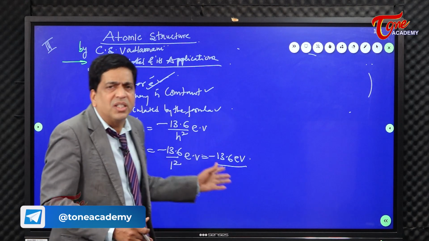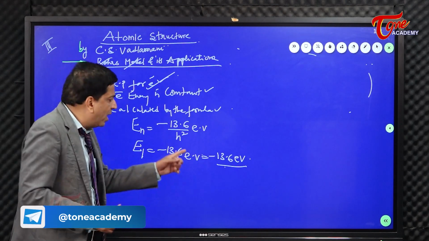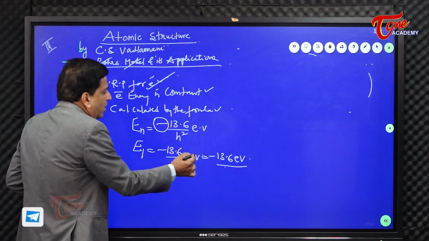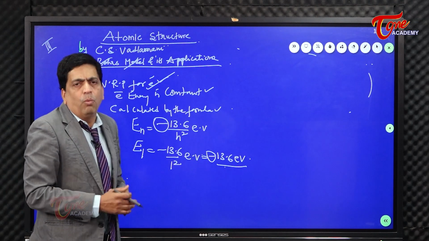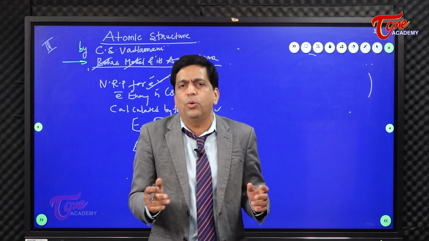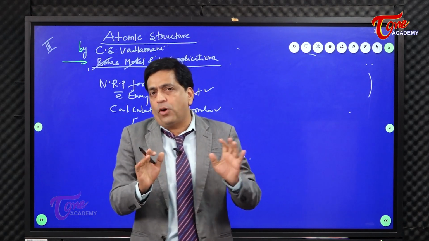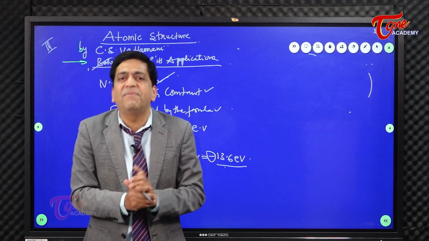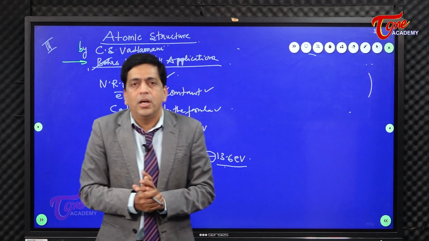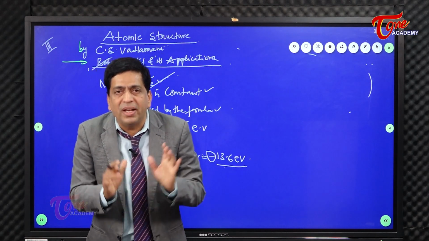Now, people who are watching this, what is this minus sign over here? And what do you mean by electron volts? You must answer this. First of all, understand that this minus sign has physical significance. Let me explain what that physical significance is.